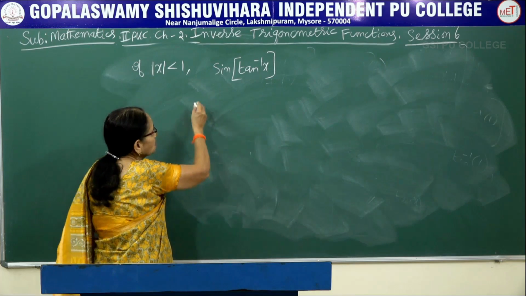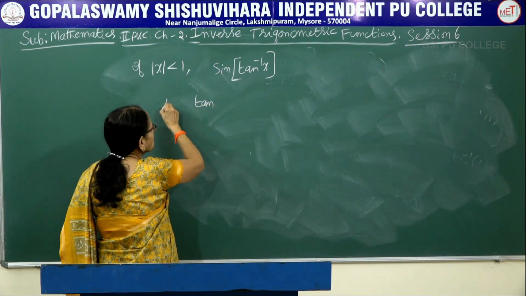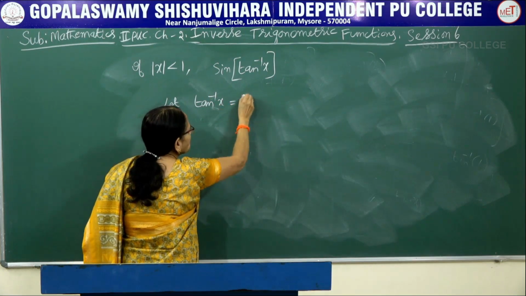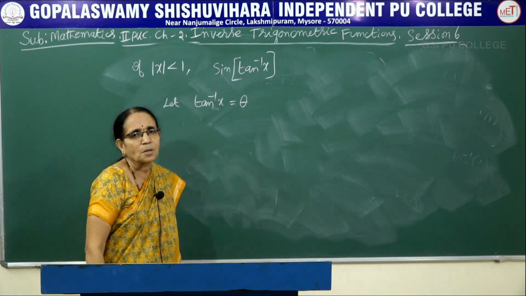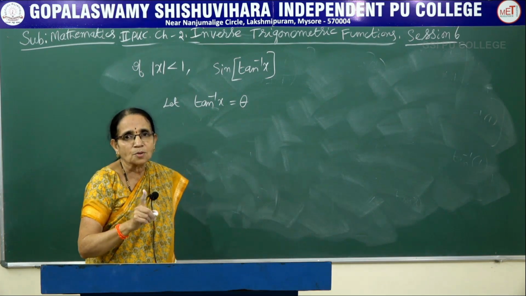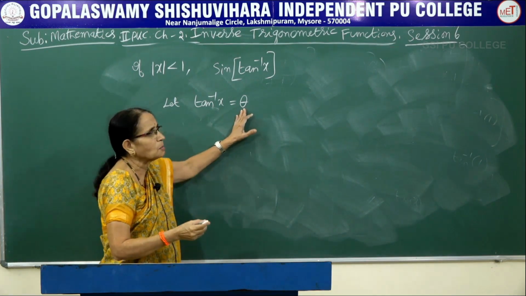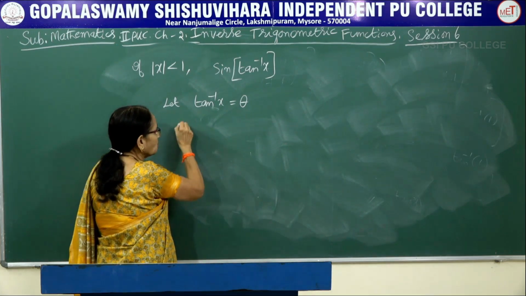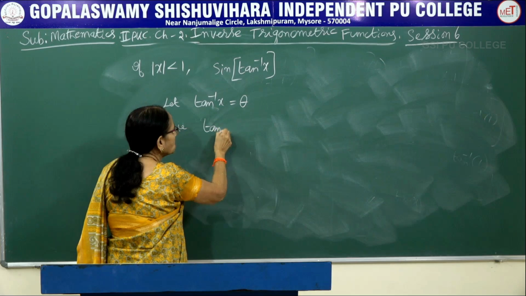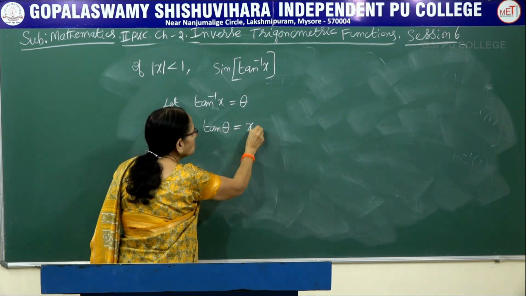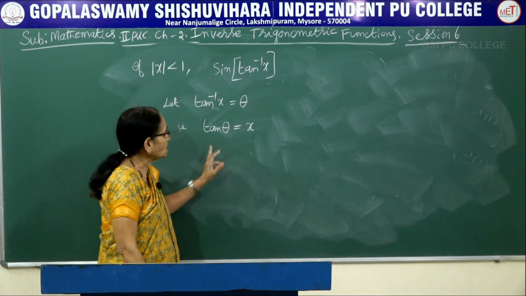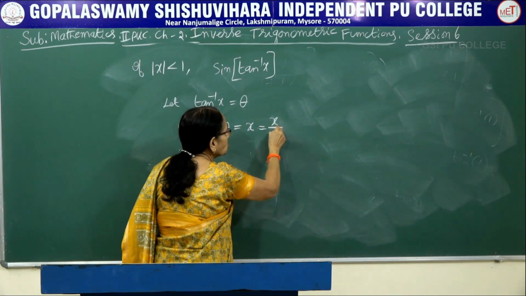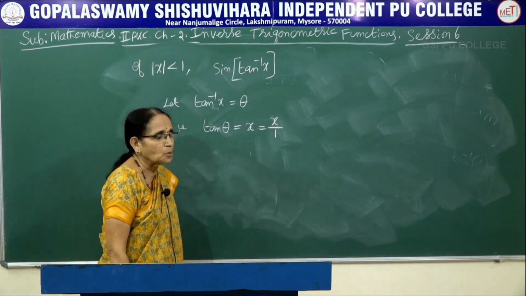So what I do for this problem is, I make an assumption here. Let tan inverse x be equal to theta, because you know that any inverse trigonometric function always denotes an angle. So this theta is some angle. Now using the definition of the function, how do you write this one? Tan theta could be written as x. Tan theta being a trigonometrical ratio, I write x in the form of a ratio. I can write it as x by 1.